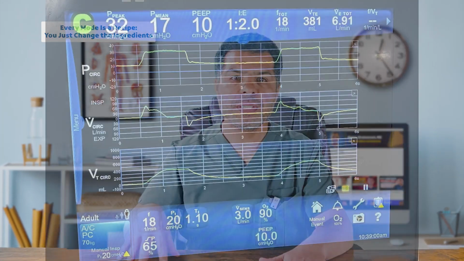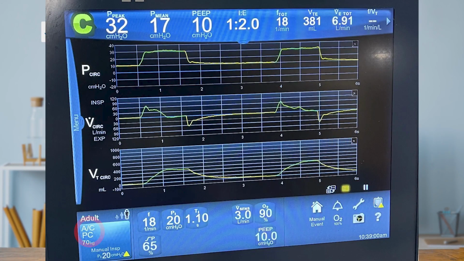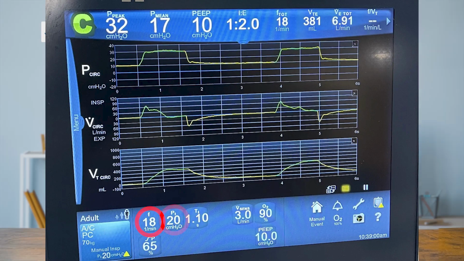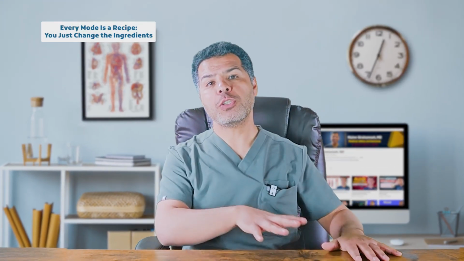Take a look at this PC mode screenshot. The trigger again is AC. The backup rate is 18. The inspiratory pressure, or PI, is set at 20 centimeters H2O, and the inspiratory time, TI, is set at 1.1 seconds. How about pressure support mode?